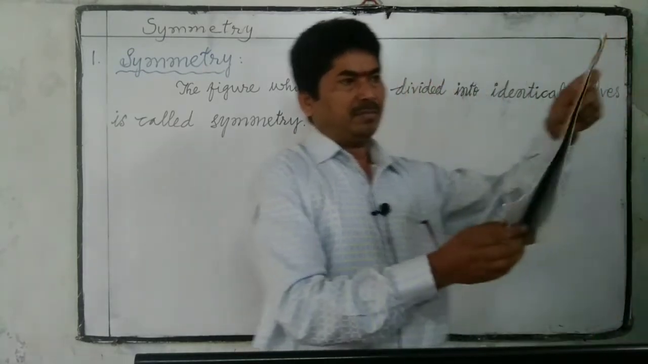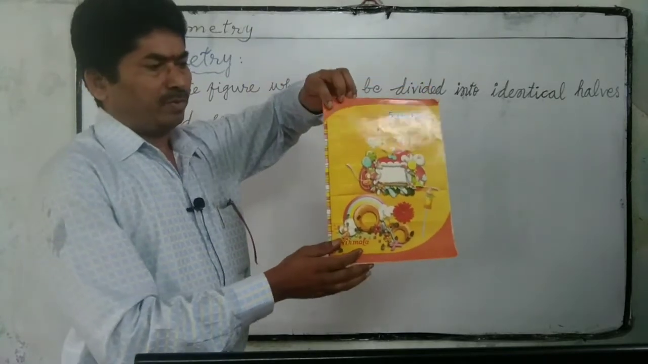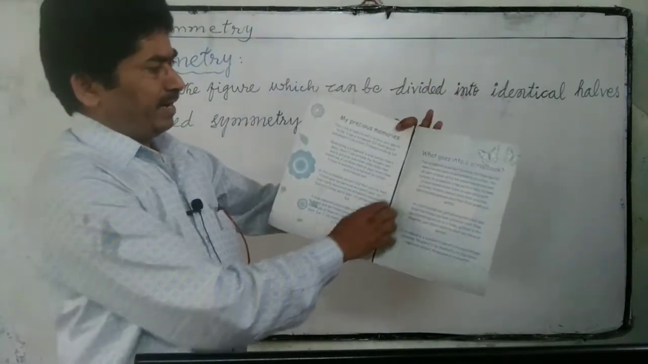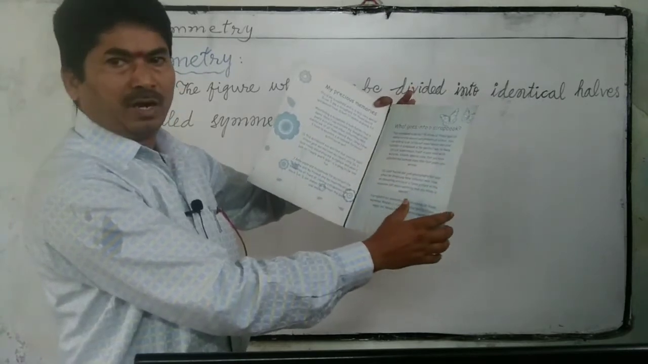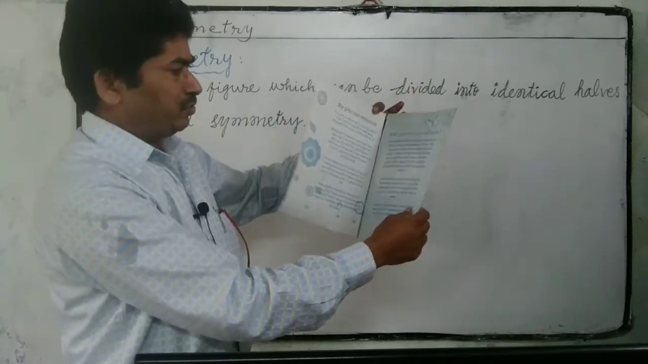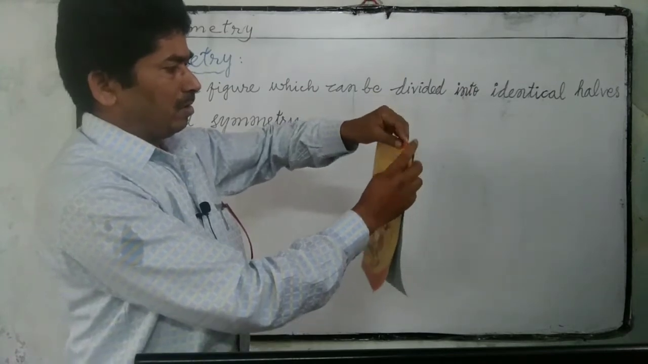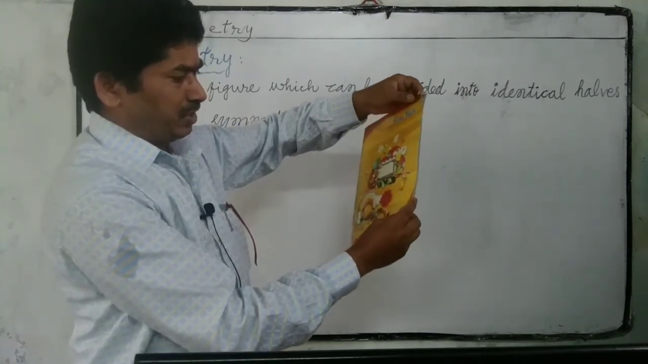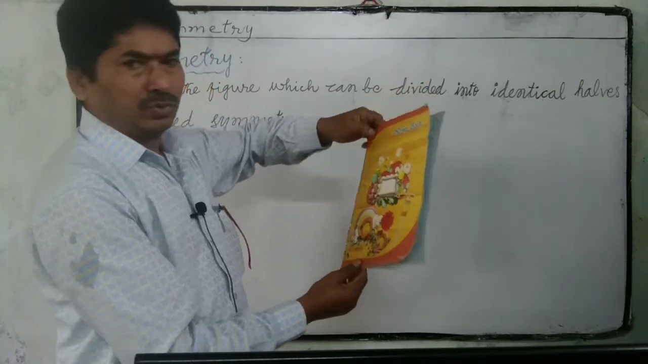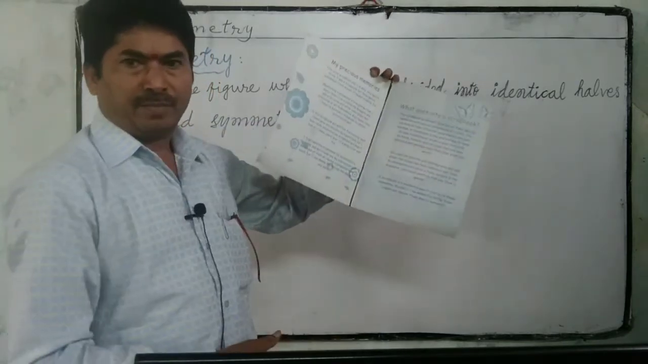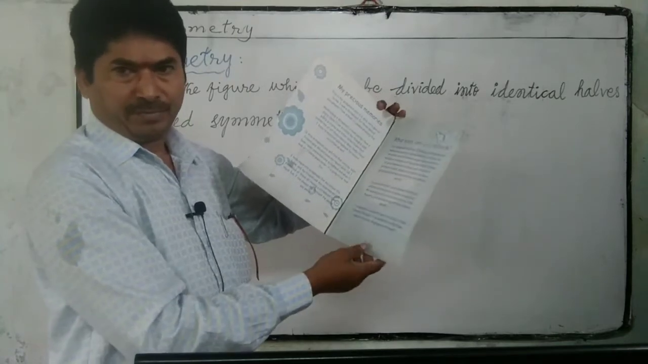Let us observe the cover of a scrapbook. This is the cover of a scrapbook. If we divide from here, these two halves are identical, equal. Let us check this. If we fold it like this, all the edges of this cover will coincide exactly. So that's why this is a symmetric figure or symmetric thing.